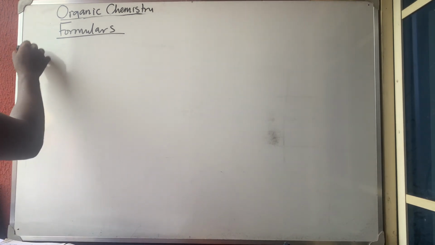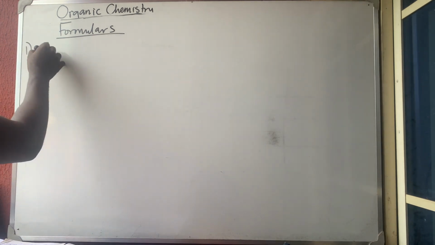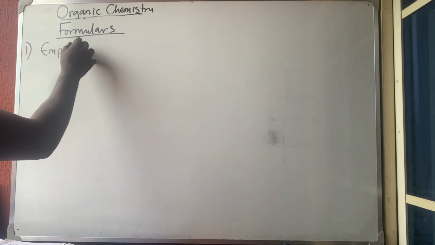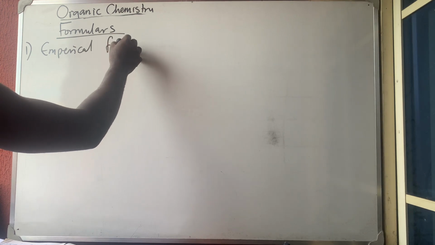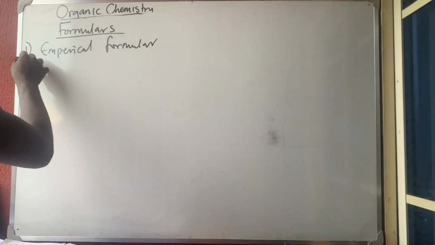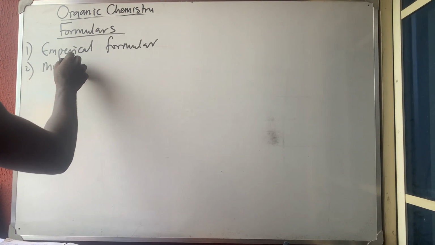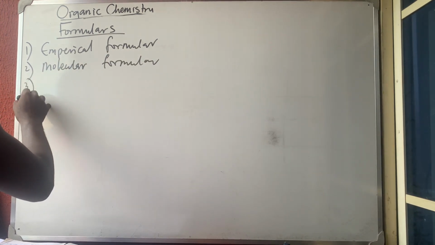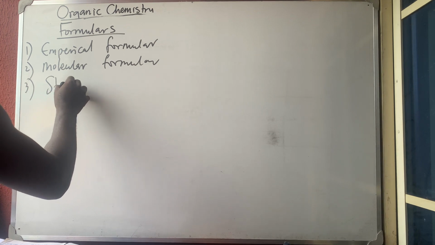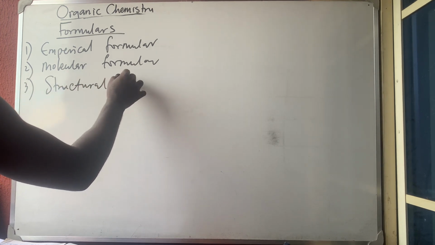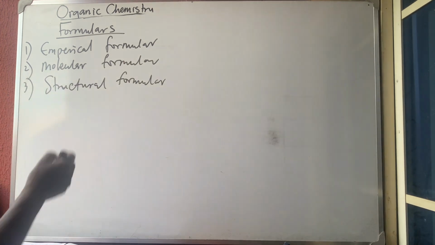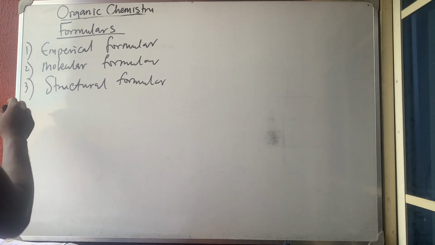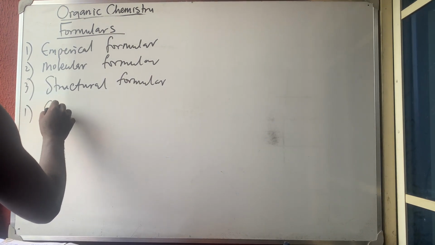Now, there are three types of formulas in organic chemistry. The first one is called the empirical formula. The second one is the molecular formula. And the last one is the structural formula. Okay? So we'll be taking them one after the other. Let's talk about the first one, the empirical formula.